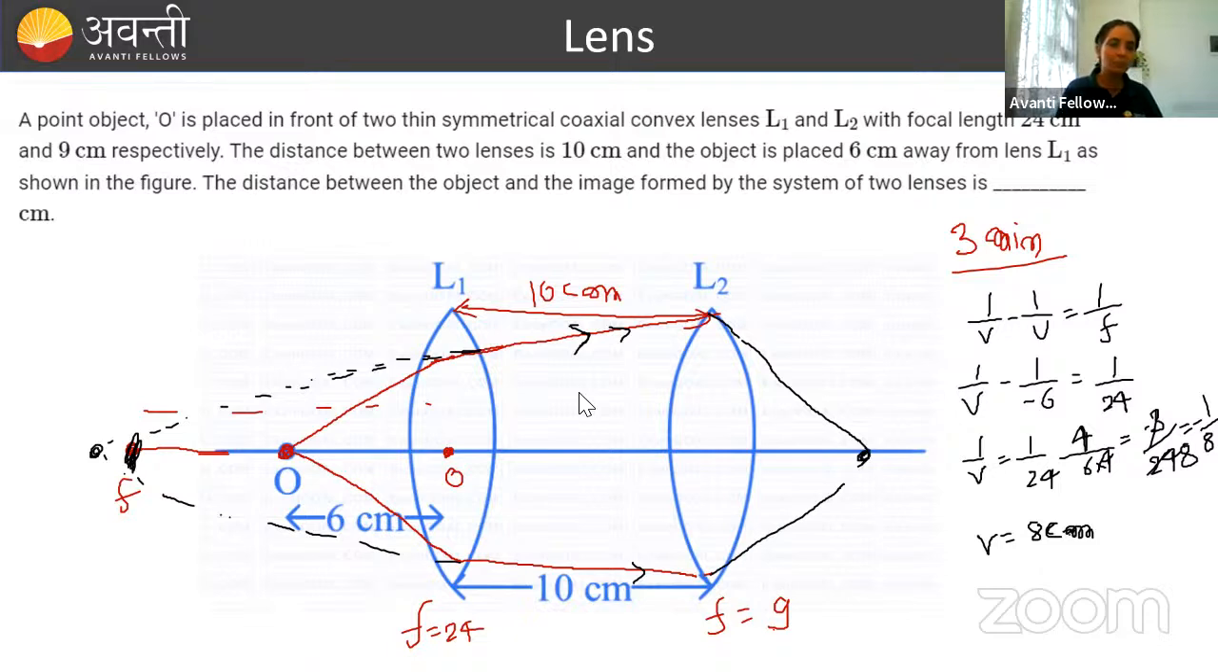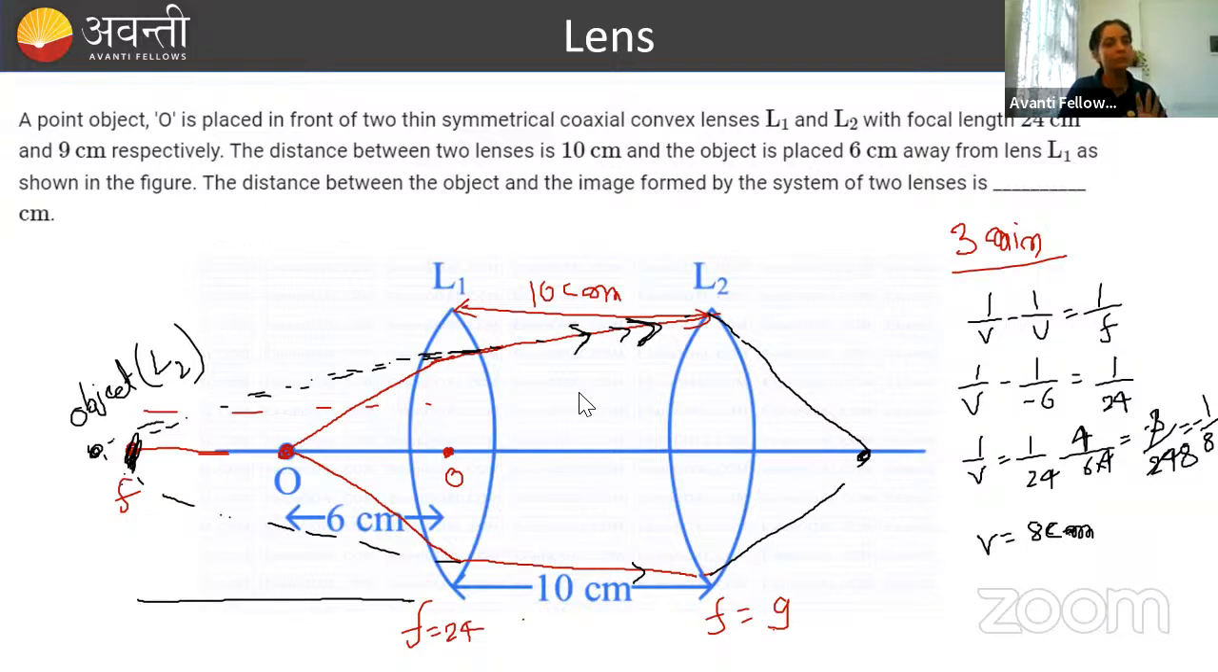Because for the second lens, you just see here, the object distance will be what? On the second lens, the incident light is this. And this incident light seems to come from where? From here. So for the second lens, this will become the object. This is the object for lens L2, right? So what will be the object distance for the second lens? This distance is equal to 8 and this is 18. So this is 18 centimeter.